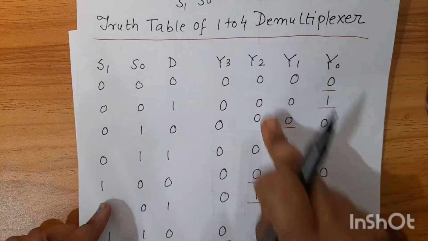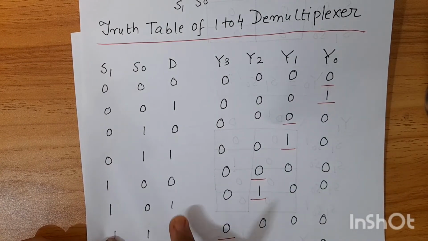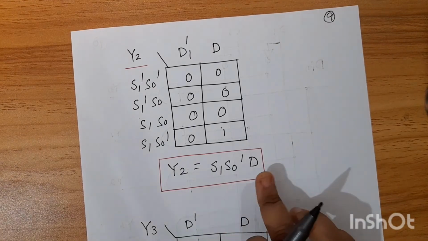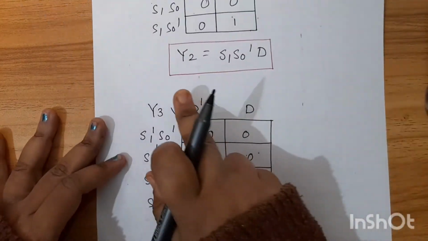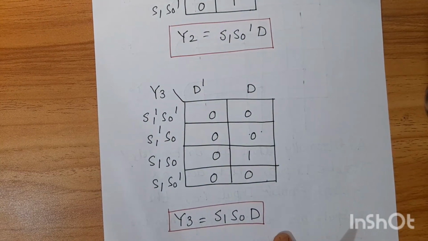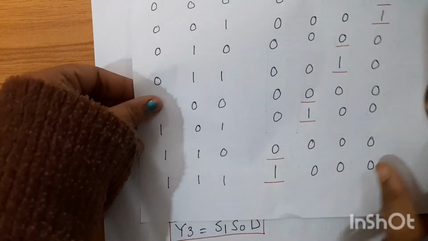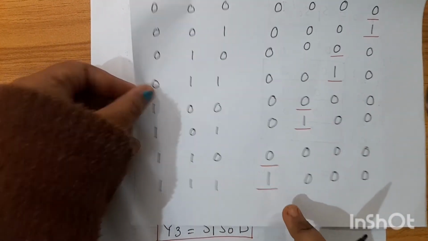Now for Y2, when is Y2 1? S1, S0 bar and D. S1, S0 bar and D, it is 1. For the rest of the cases it is 0. So Y2 is this Boolean equation. For Y3, it is 1 when S1 is 1, S0 is 1, D is 1.